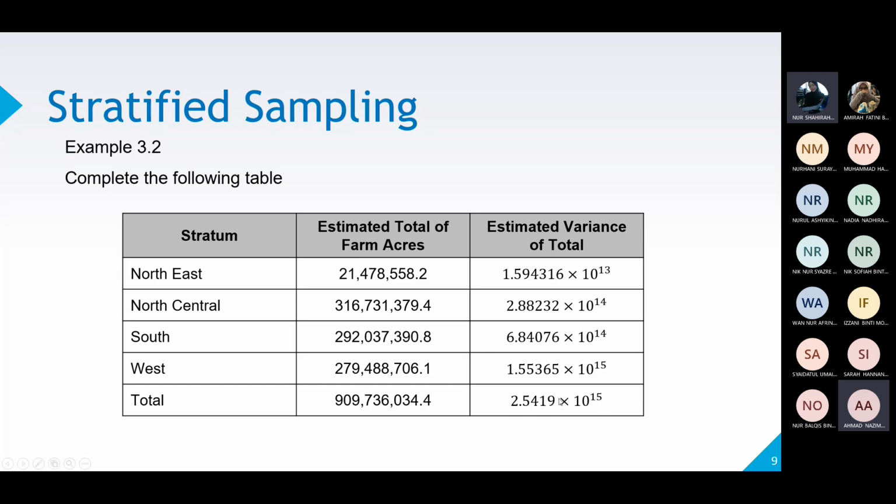So this is 2.5419, yeah? This is 2.5419. This is just a total of all of this value. You will get the total of estimated variance of total for stratified, which is equal to 2.5419.